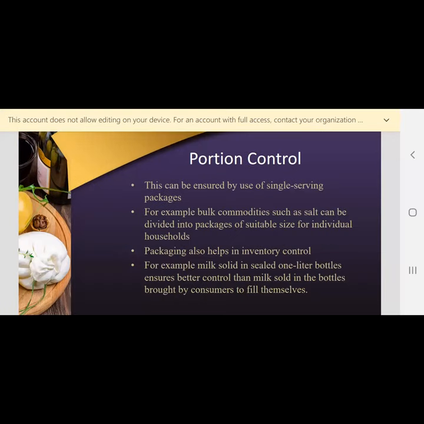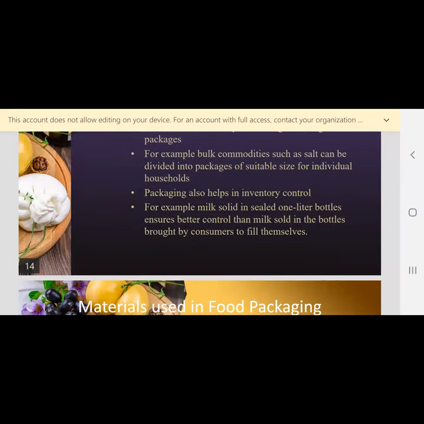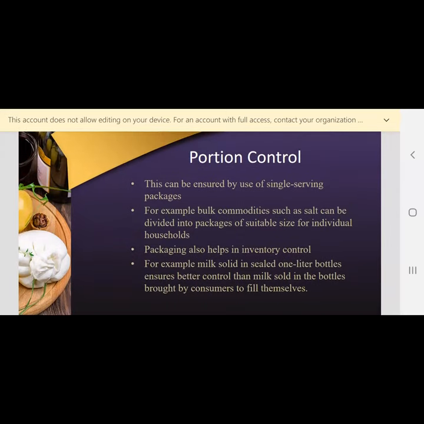Next, we come to portion control. What is portion control? Suppose I am purchasing a 500 ml pouch of milk. It comes under an SKU of 500 ml. It has an SKU of 1 liter, an SKU of 200 ml in the milk industry. So this is a choice of portion control.